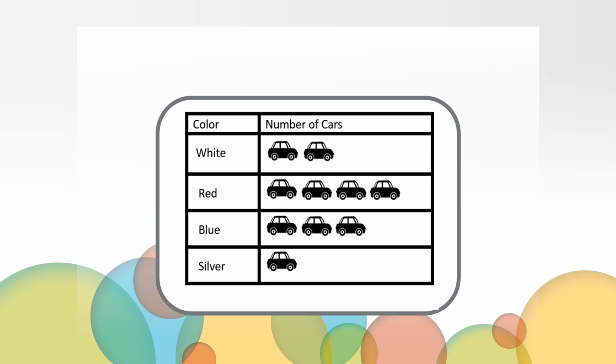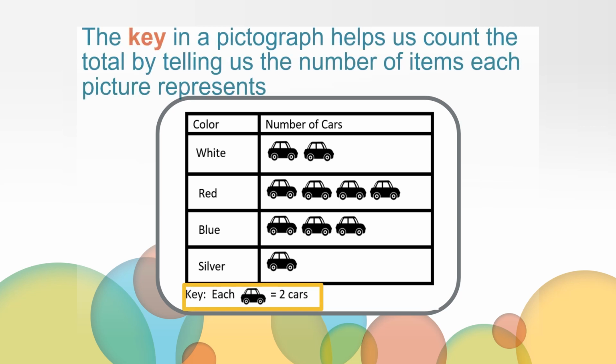Here are the final 2 colors, red and silver. Is that what you predicted? Did anything surprise you? There's one more important piece to add to our pictograph. It's the key at the bottom. The key at the bottom of the graph helps us make sense of the pictures in the graph by telling us the quantity or number of items each picture stands for. This key tells us that each car picture represents 2 cars counted when the data was collected. This will help us find the total number of cars for each color.